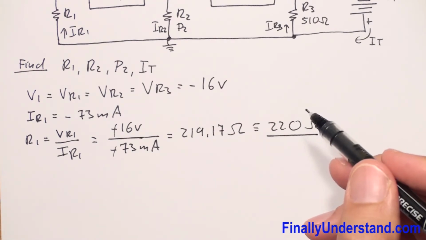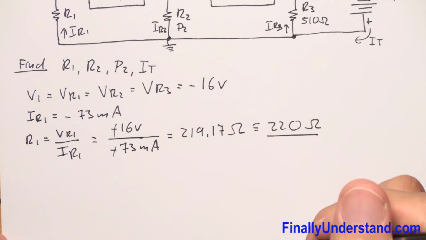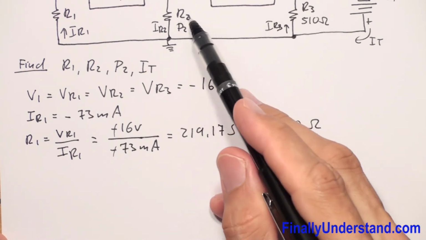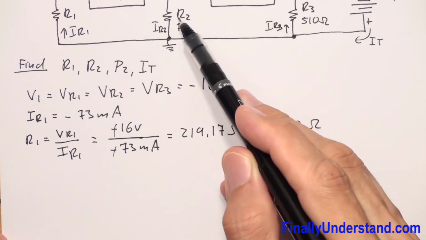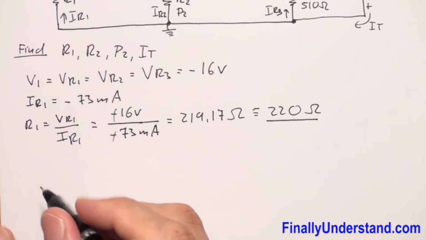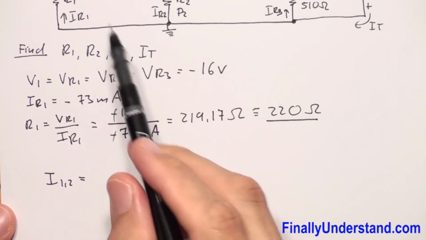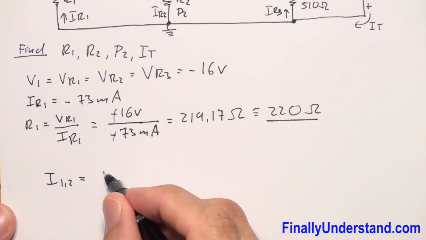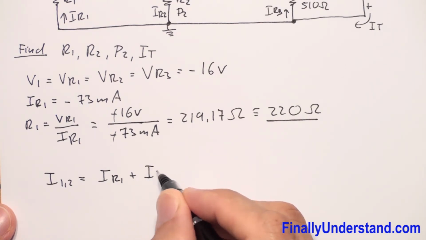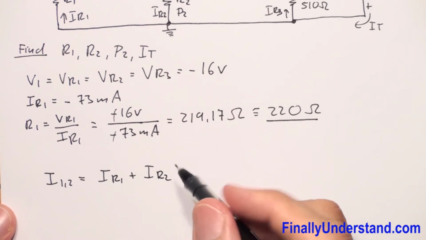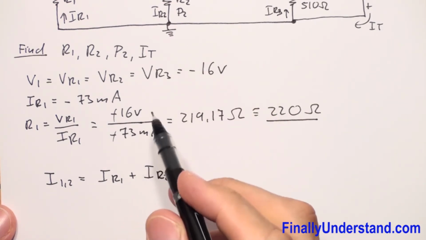Next, I'm supposed to find the resistance of resistor R2. So what I have to do is find the current first, the current which will go through this resistor. Please notice that this current is the sum of these two currents. So I can write that I12, the sum of these two currents, is simply IR1 plus IR2. And don't forget that we are dealing with negative values of the current, so we are going to have negative signs later on.